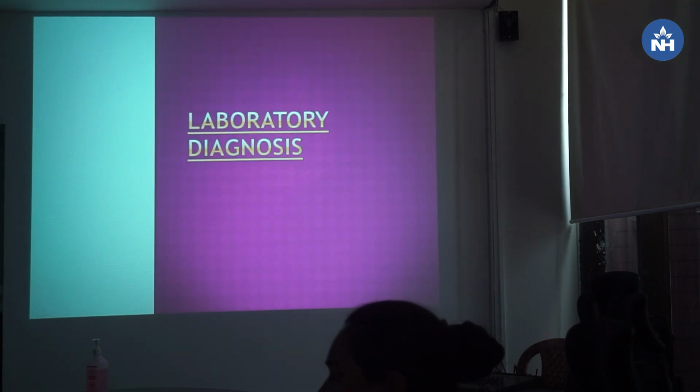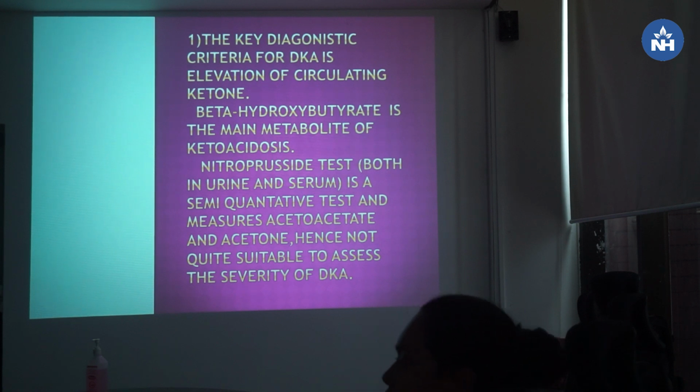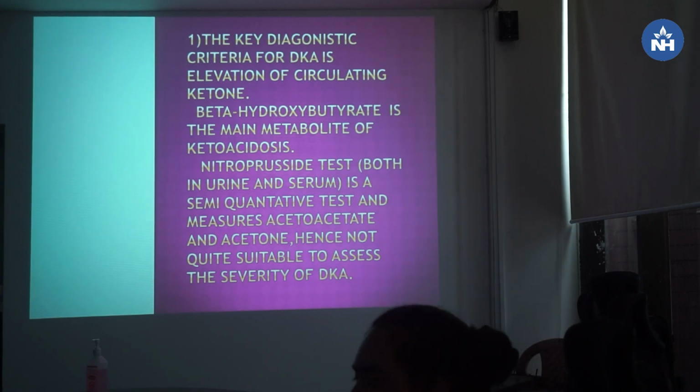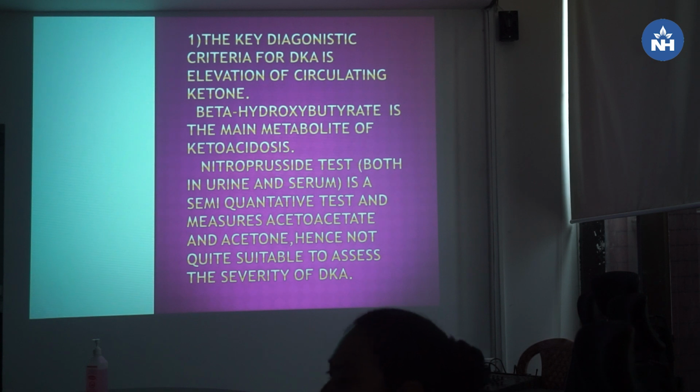Laboratory diagnosis. The key diagnostic criterion for DKA is the elevation of circulating ketones, mostly beta-hydroxybutyrate being the main metabolite. The nitroprusside test is done in both urine and serum. It is a semi-quantitative test and it measures acetoacetate and acetone, and hence it's not quite effective in diagnosing the severity of DKA.